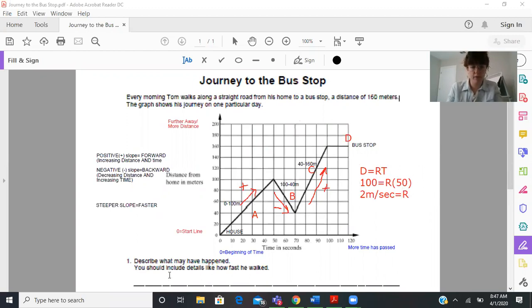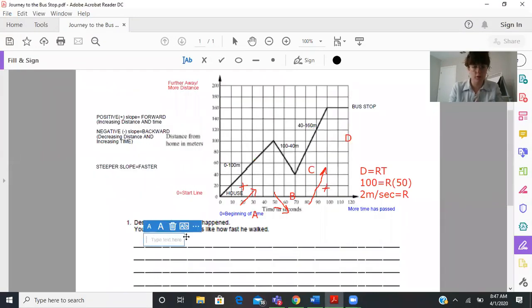And I can even write that down here. So for here, I'm going to write for section A, he was going 2 meters per second. And I'm only going to put this here to remind me, and then we can write our story. For section B, let's see how fast he was going.